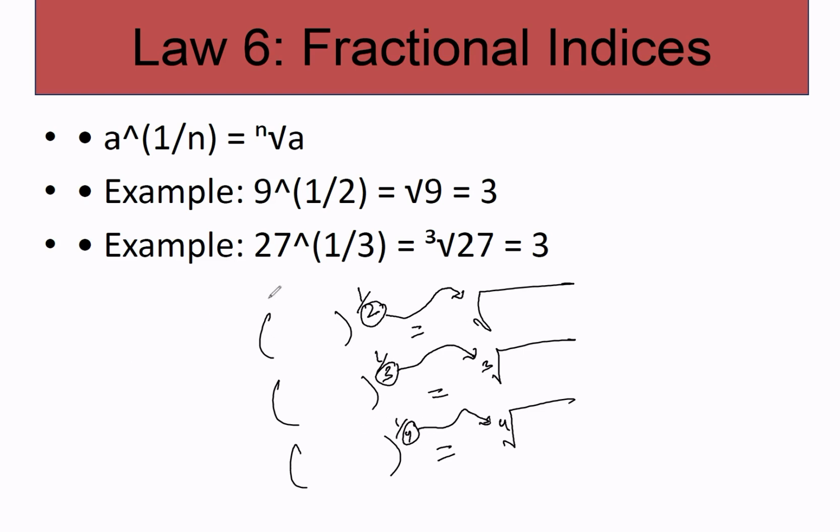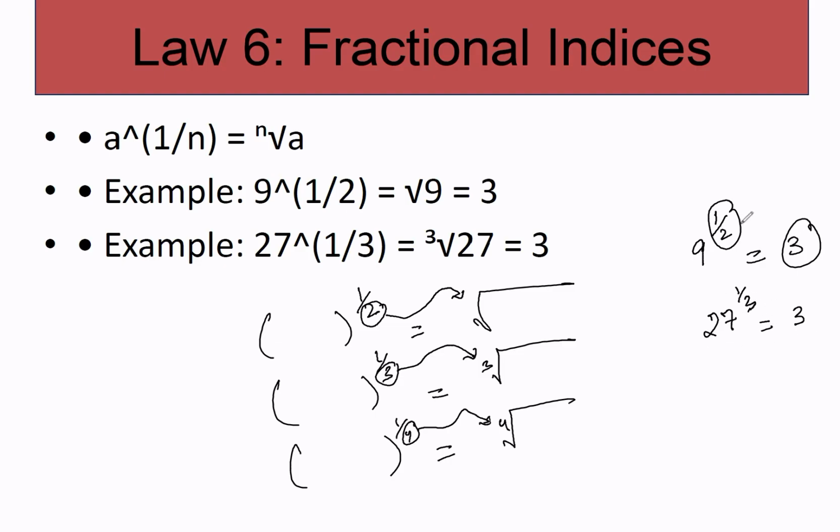So for example, 9 power half: you will take the square root of 9, which is 3. The cube root of 27 can be written as 27 power 1 over 3. This means that you are taking the cube root of 27, which is 3.